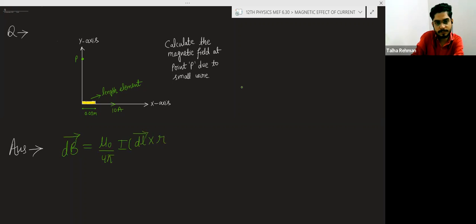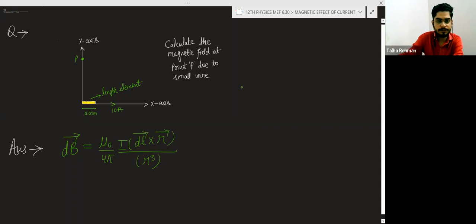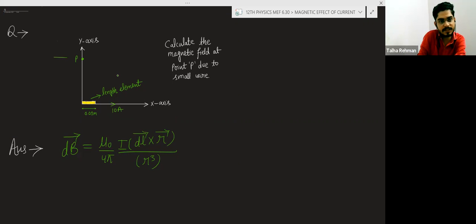dl cross r vector divided by r cube. Now first we have this value, we have this current 10 ampere, we have this r. What is r? R is this distance. R is given as 1 meter. Okay, I am taking it as 10 meter. R is 10 meter.